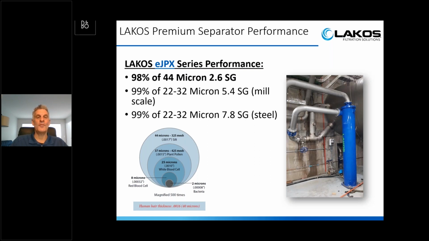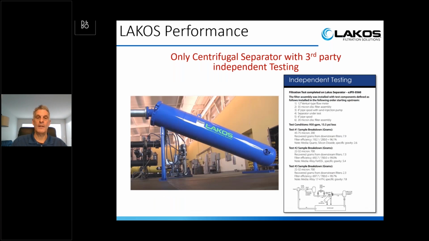And we did that testing at 25 micron. As you can see, we were achieving a 99% efficiency at 25 micron on a single pass with mill scale. And then steel, even being more dense, obviously is still at a very high efficiency. So it's all about size and density of the particle when you're using centrifugal action.